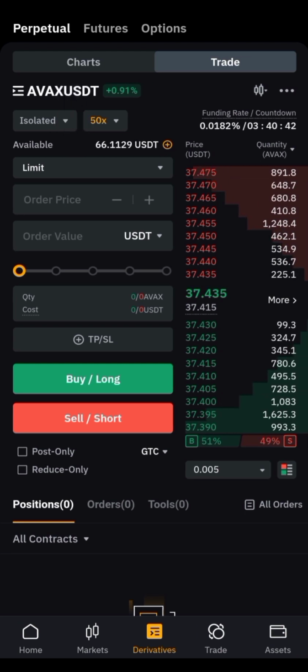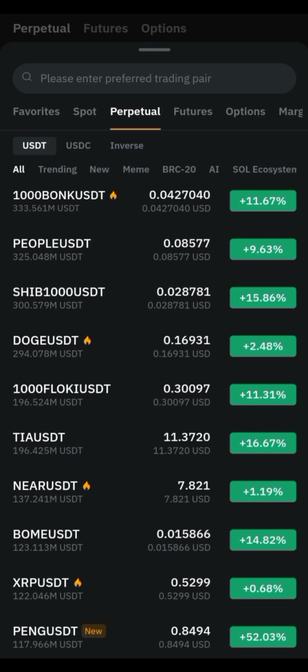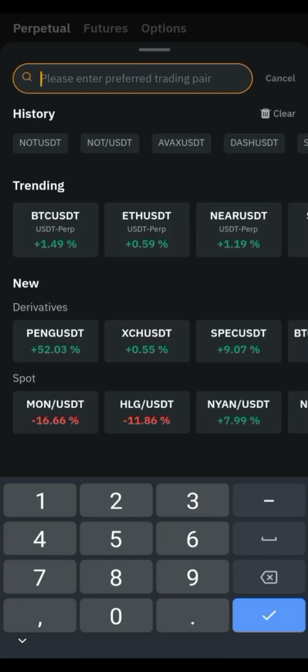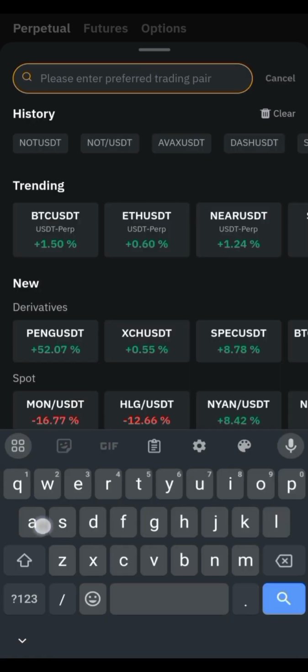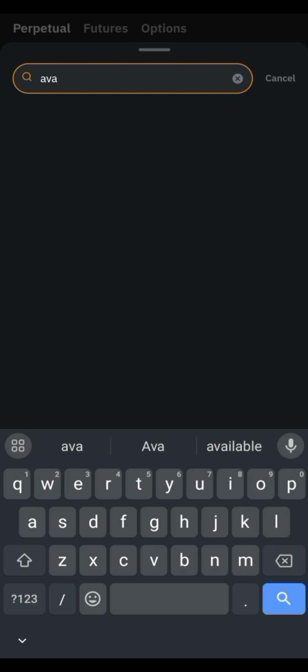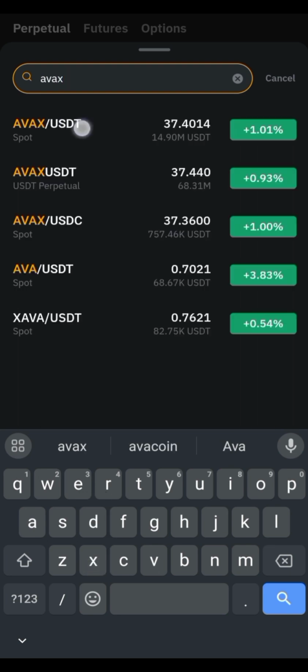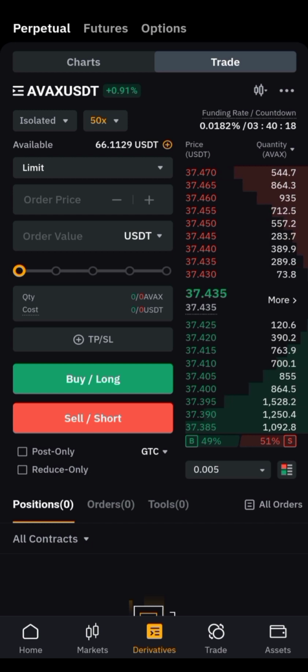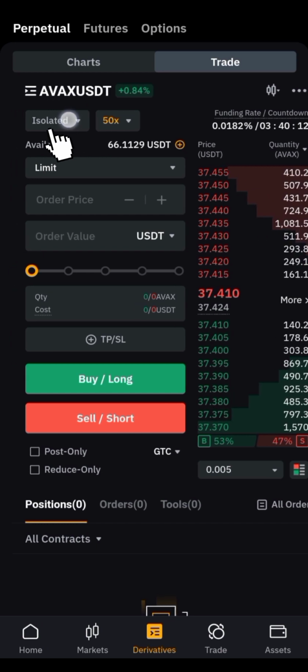This section here is the pair you are going to be using for the trade, and you can see there are several pairs. Let me show you how to search a pair up. If you click on the search, make sure you don't click on the one you see as spot. Always pick the USDT perpetual. Okay, so if you've done that, it's still going to be in derivatives.